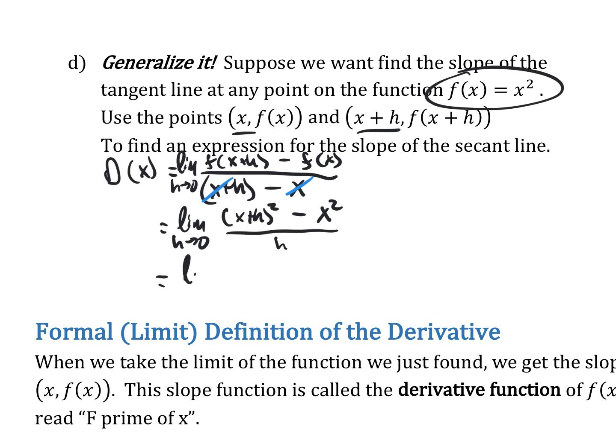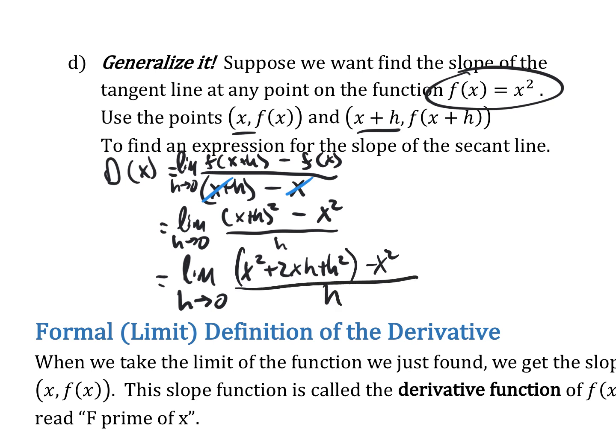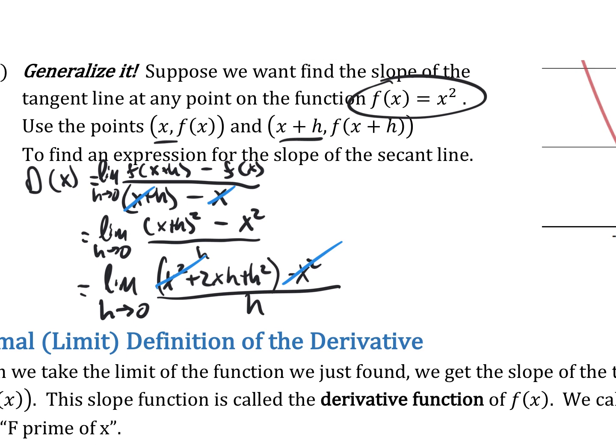So a little cleanup here. Limit as h goes to 0, we have x squared plus 2xh plus h squared. So that's the first thing squared, the last thing squared. Multiply and double. Don't forget that middle term. All over h. Okay? Well, this cleans up a little bit. The x squared minus x squared, that goes away. And we're landing on the limit as h goes to 0 of 2xh plus h squared all over h.